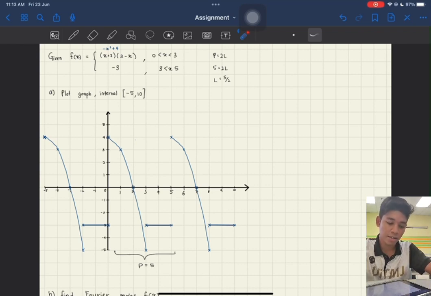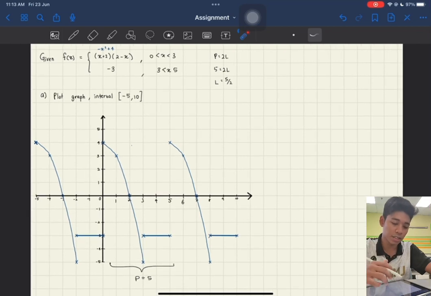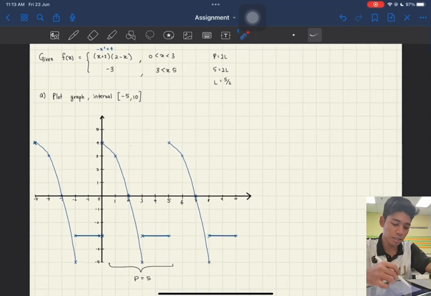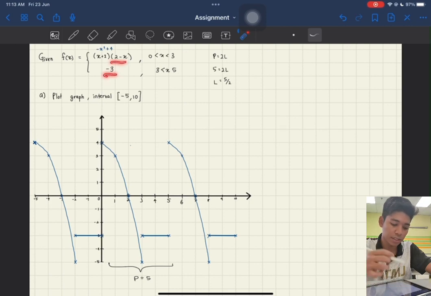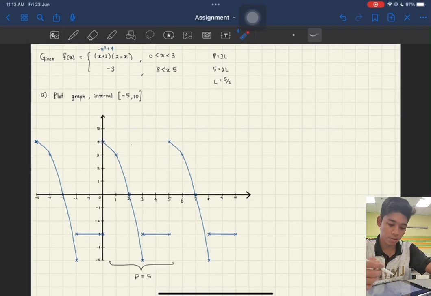So today my group will explain to you guys about set A questions. So the first question is Fourier series. What we need to do is we have been given the first function and second function. So this is the first function for the limit. This is the limit for the second function, and then we are given that p is 5, so we can find the L. So the L is 5 over 2.